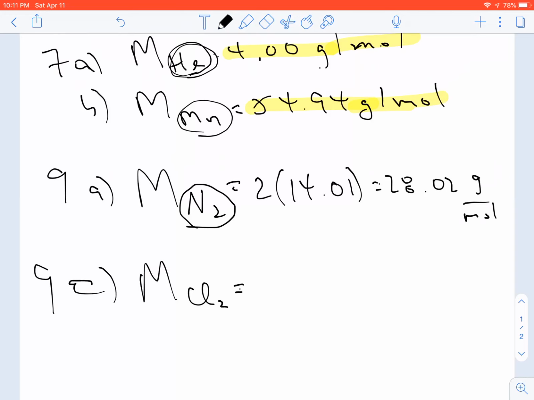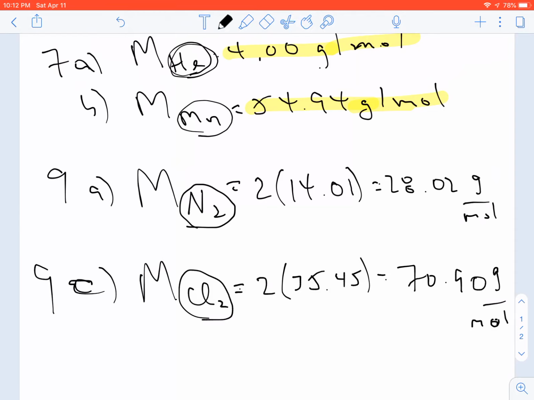Right? So, to find the molar mass for chlorine, I open up my periodic table. It tells me chlorine is 35.45. So I need to have 2 because there are 2 chlorines. 2 times 35.45, which is 70.90 grams per mole. Okay, so there's 9C. That's telling me the mass of 1 mole of chlorine molecules, Cl2s.